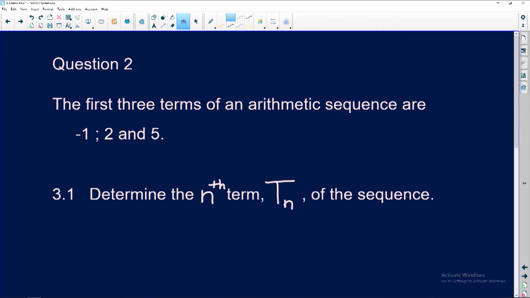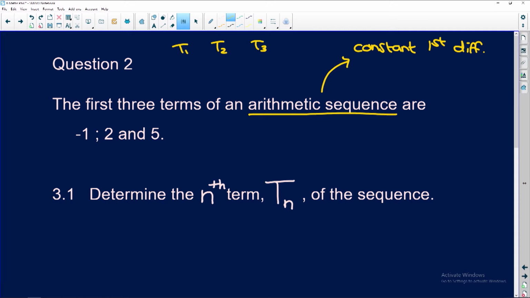Let's take a look at this question. Question 2 says the first 3 terms of an arithmetic sequence. Okay, immediately, if you see arithmetic sequence, constant first difference. What does that mean? It means that every consecutive term, term 1, term 2, term 3, adds the same difference or subtracts the same difference. This is constant between every term. Also, your general term you should know is a plus n minus 1 multiplied by d.